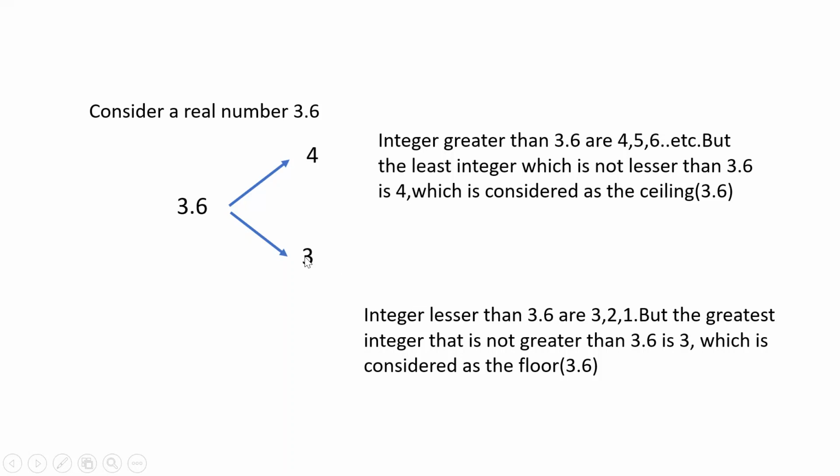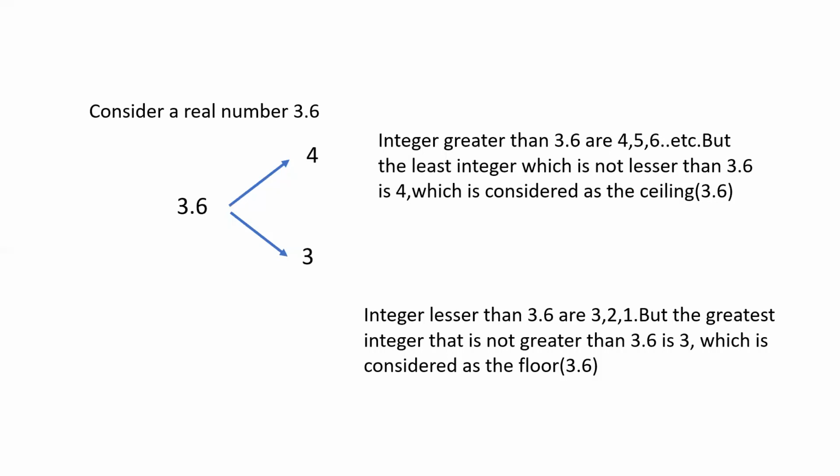Both are integers. Floor and ceiling will be integers themselves, right? What is the relationship between the floor of a number and the ceiling of that same number? If you add 1 to the floor, you will get the ceiling of that number. Suppose you are taking 2.6. The floor of 2.6 will be 2 and the ceiling of 2.6 will be 3. So what is the relation?